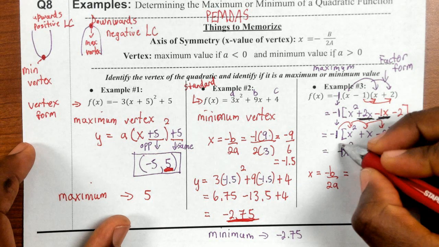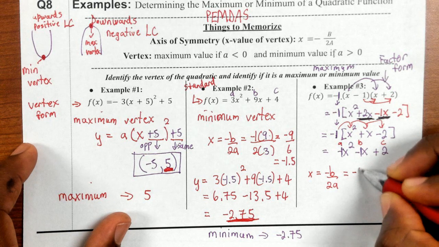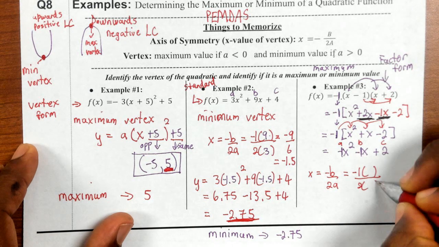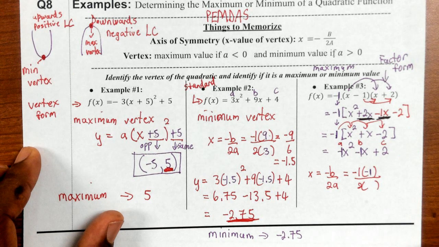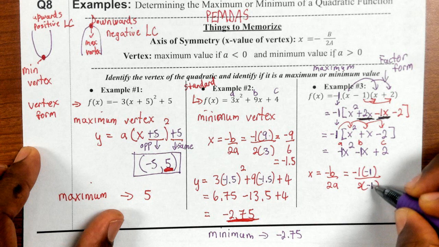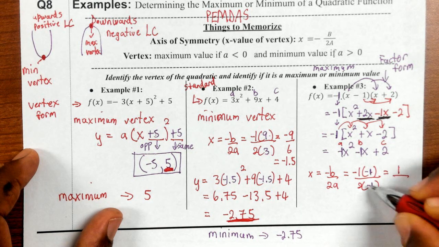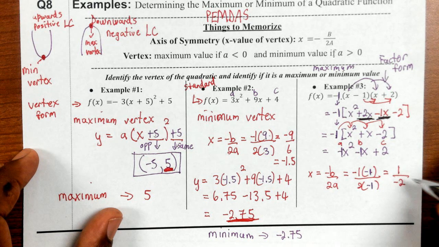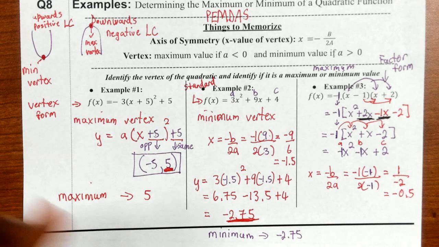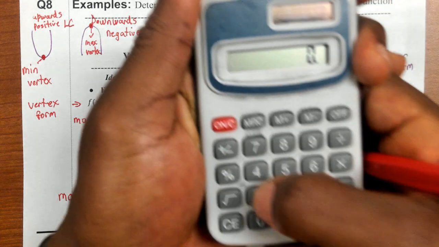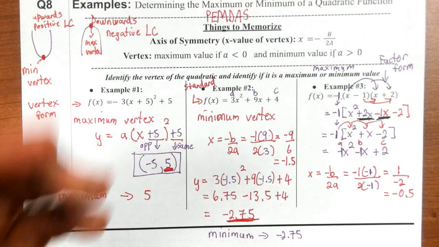So again, your A is negative 1, your B is negative 1, your C is 2. So I would have negative 1 in parentheses over 2 in parentheses. And what am I going to plug in for B? Negative 1. What am I going to plug in for A? Negative 1. Negative 1 times negative 1 is positive 1. 2 times negative 1 is negative 2. 1 divided by negative 2 is negative 0.5.